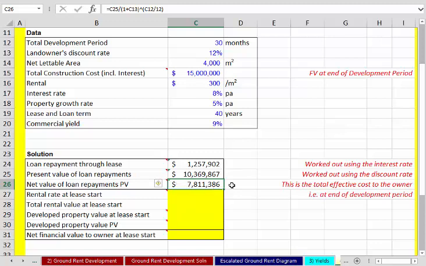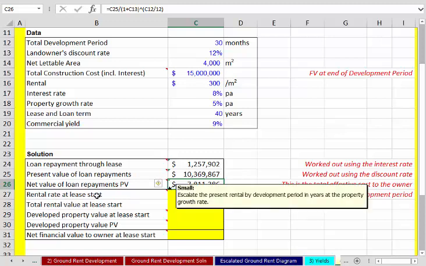Okay, right now we've got an empty building. That's what the landowner basically has sunk $7.8 million of his present value funds into. We need some revenues to make that expenditure worthwhile. Let's look at the rents now. The rental rate at the start of the lease.